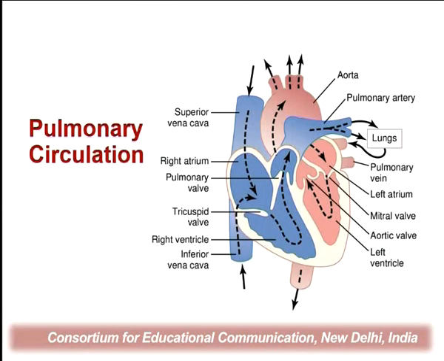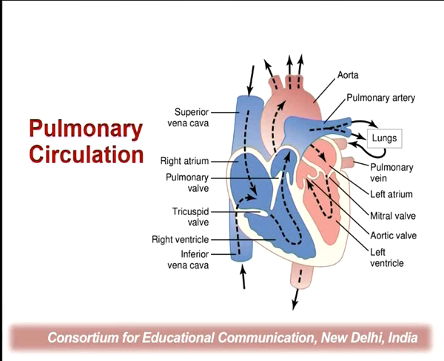So again, we see the structure of the heart and pulmonary circulation. In layman's language, I can say that first of all, the blood enters the heart through the superior vena cava and inferior vena cava, where it enters first into the right atrium. From the right atrium, it goes into the right ventricle through the tricuspid valve, or we can say the atrioventricular valve.